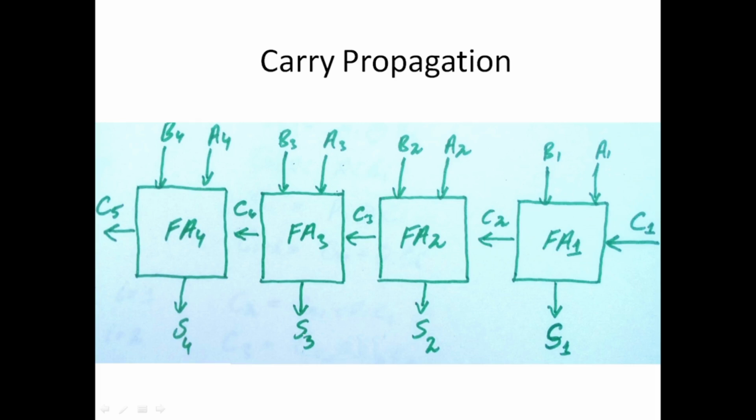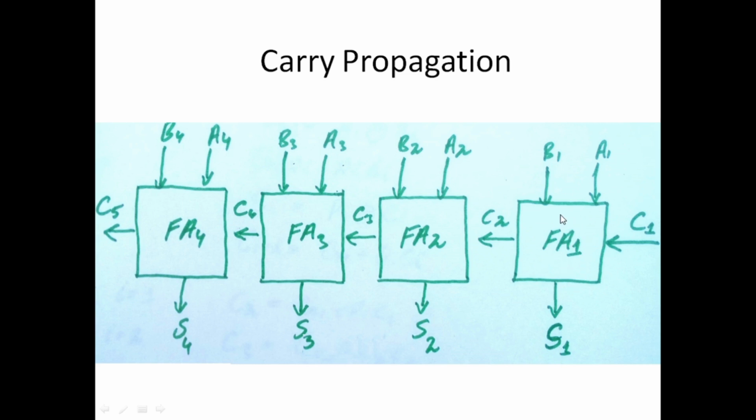The first full adder is adding the 2 bits of the two numbers, a1, b1. These are the 2 bits of the two numbers. a1 is the first bit of the first number, b1 is the first bit of the second number. c1 is the input carry at this first position. This full adder 1 adds the 2 bits and the input carry, which is initially 0, and produces the first sum bit, which is s1.